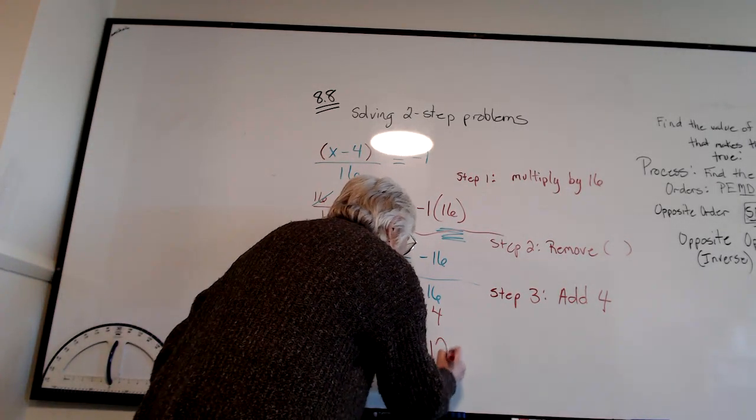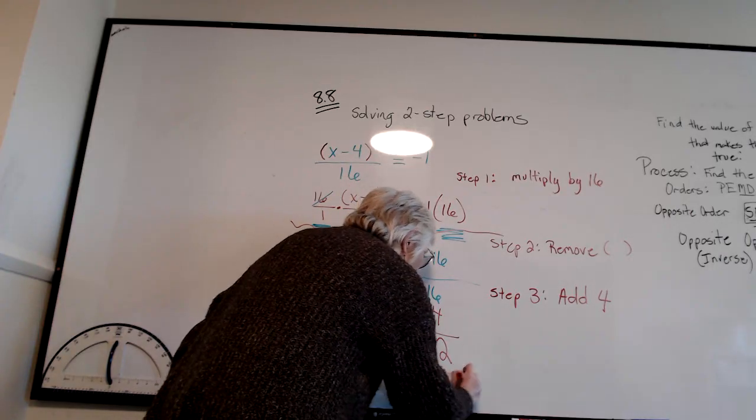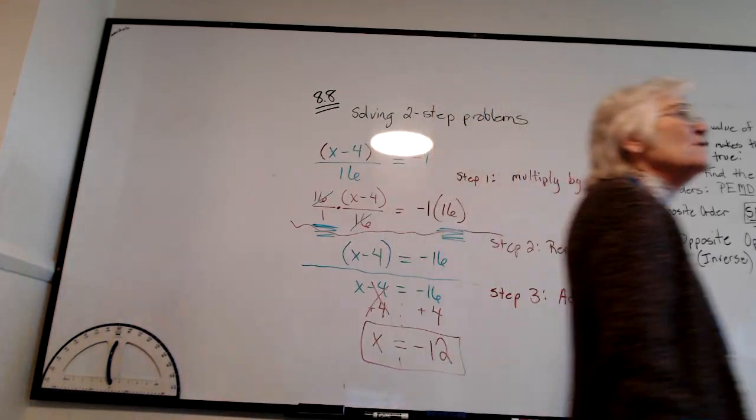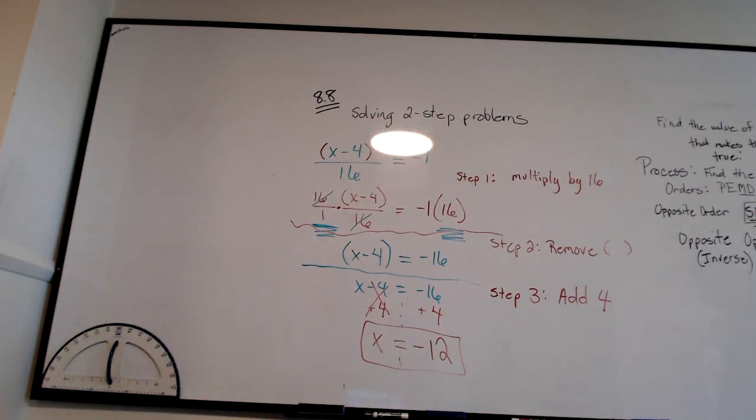Okay, equals negative 12. We have x all by itself now. We know what x equals. It should equal negative 12. How can I check that to make sure that's right?